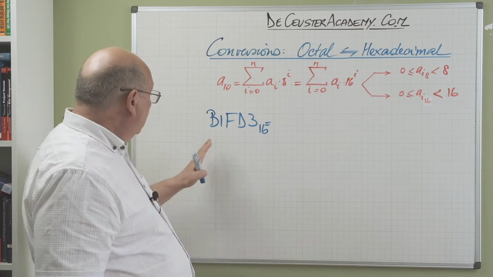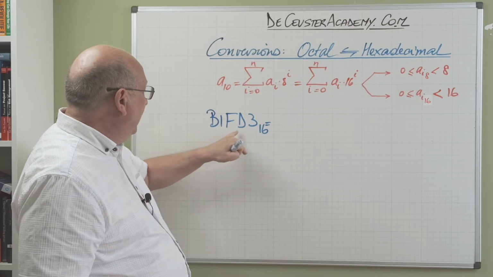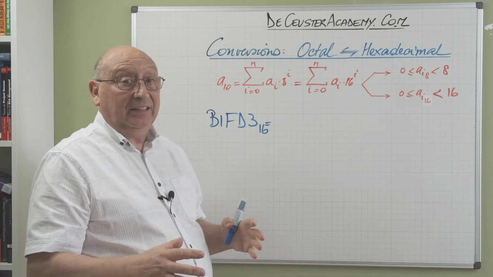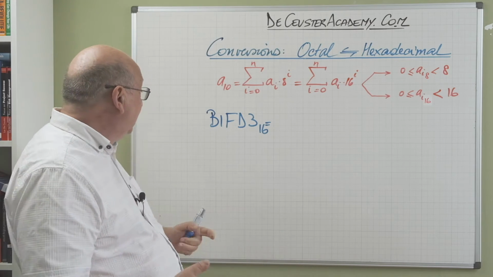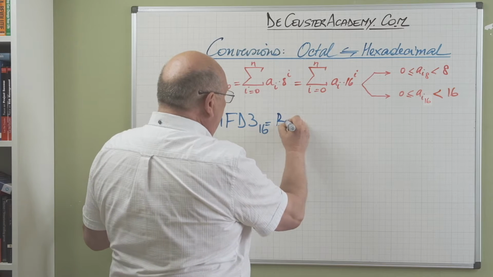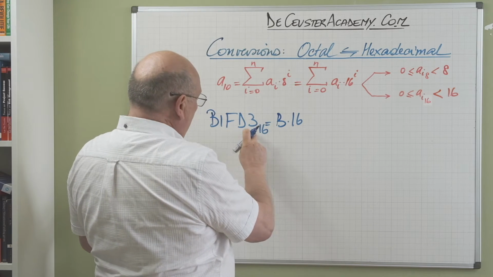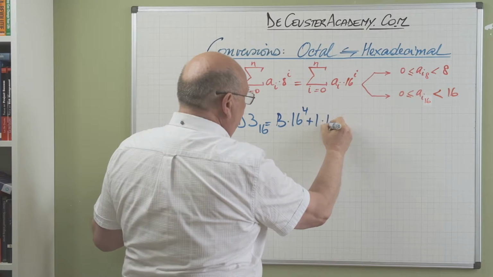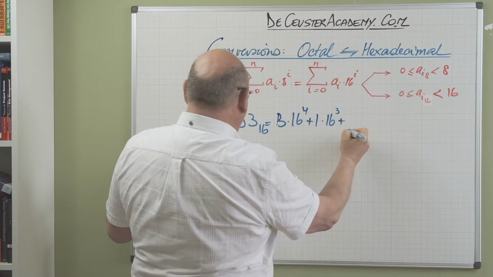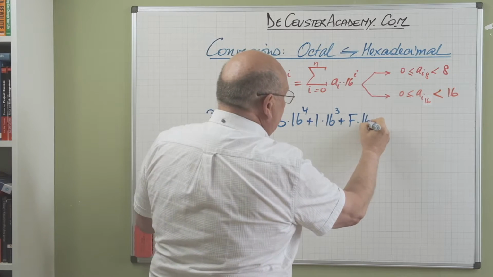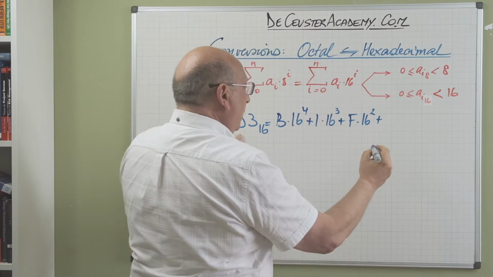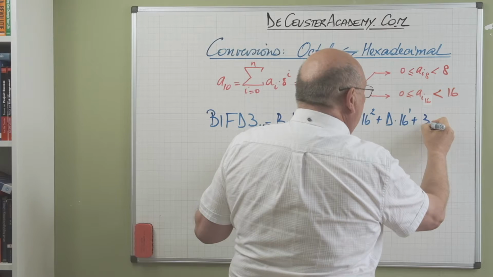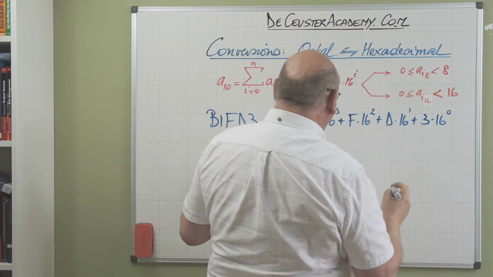Let's convert the hexadecimal number B1FD3 to an octal number. First of all, I write it as a sum of powers of 16. So we have B times 16 to the power 4, plus 1 times 16 to the power 3, plus F times 16 to the power 2, plus D times 16 to the power 1, plus 3 times 16 to the power 0.